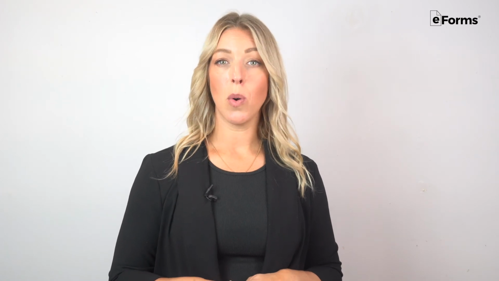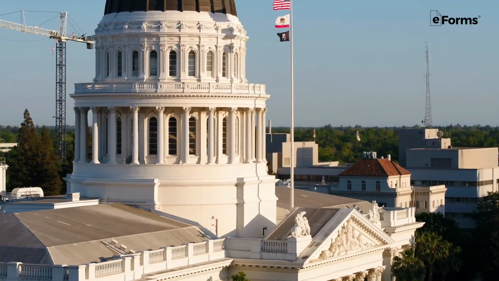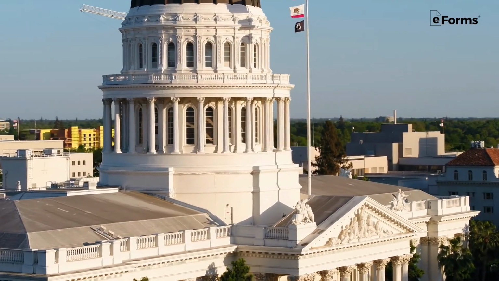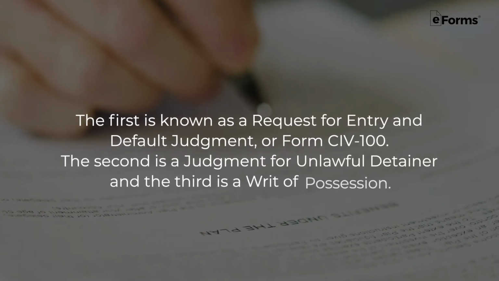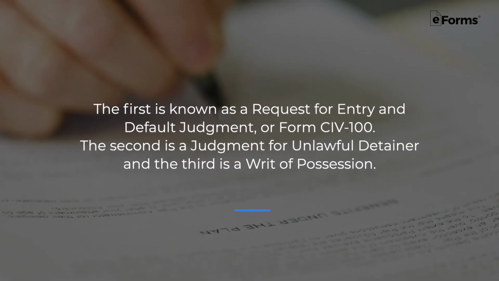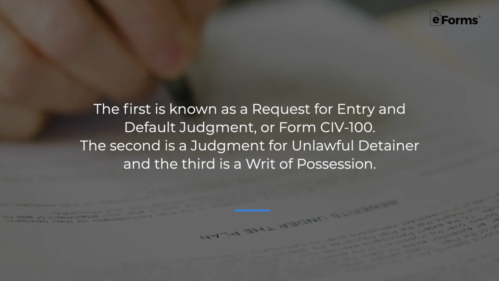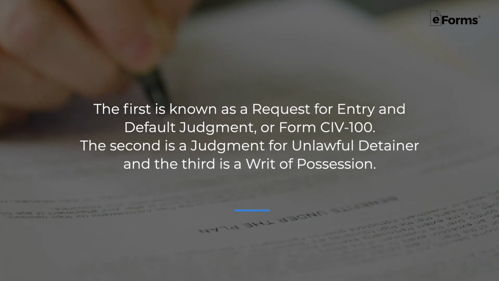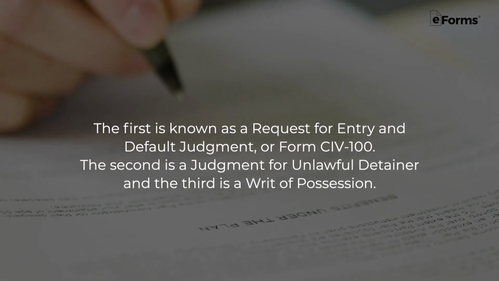The tenant can respond by filing what's known as an answer, or Form UD 105. The landlord has to wait for the court to provide notice of whether the tenant has filed the answer. If the tenant doesn't respond, the landlord can ask for a judgment from the court. This is done through the filing of 3 forms that authorize an eviction. The first one is known as the Request for Entry and Default Judgment, or Form CIV 100. The second is a judgment for unlawful detainer, and the third is a writ of possession.